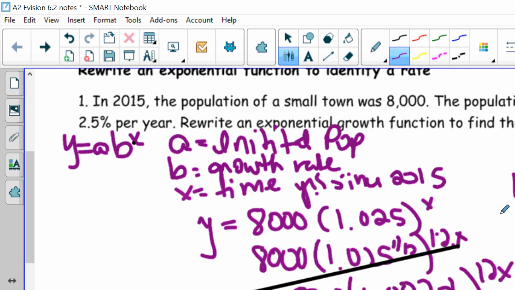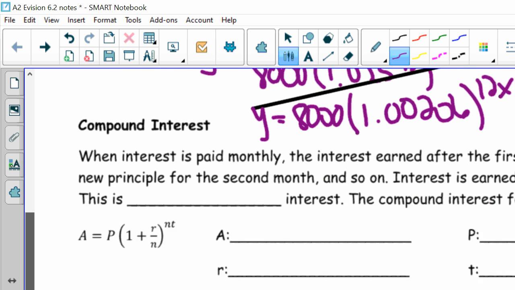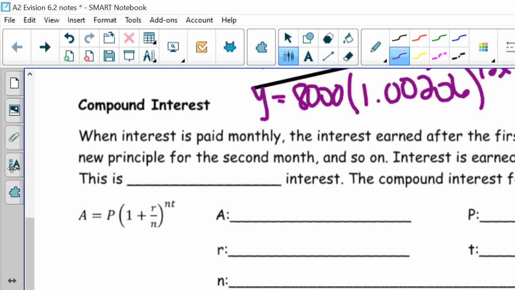Right. So now we're going to talk about compound interest. Some real life application here for you guys. When interest is paid monthly, the interest earned after the first month becomes part of the new principal for the second month, and so on. Interest is earned on interest already earned. This is called compound interest because it compounds.